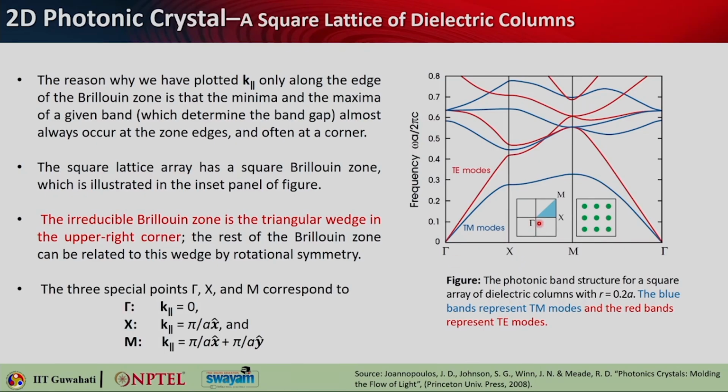Now, when we take these 3 points gamma, x and m, they correspond to particular information. Gamma is k parallel equals 0, the center point. X corresponds to k parallel equals pi by a x cap, and obviously m will be pi by a x cap plus pi by a y cap, and that is how you get to this vector. So these are the 3 important directions marked by these 3 important points.